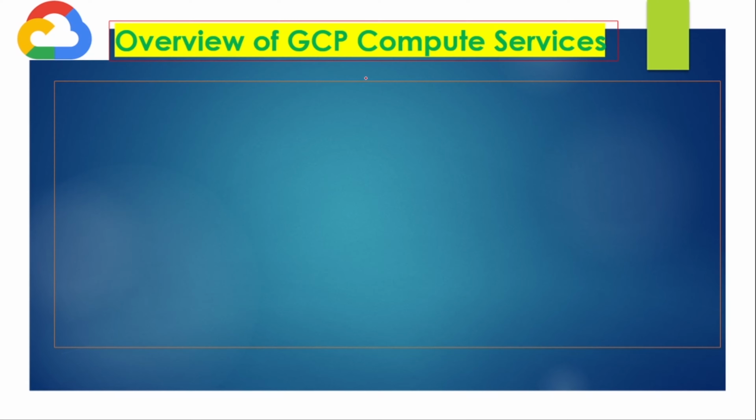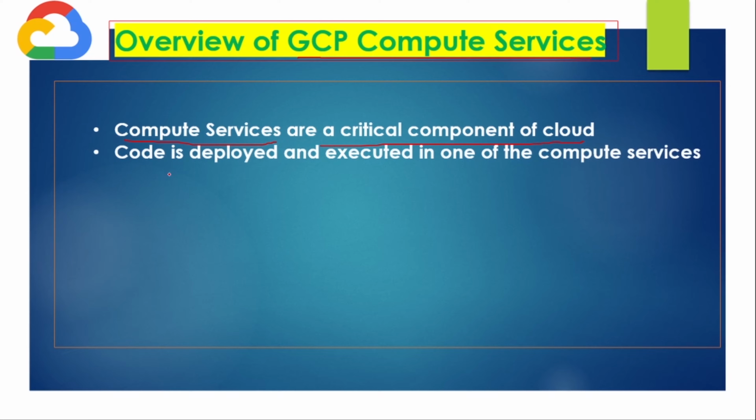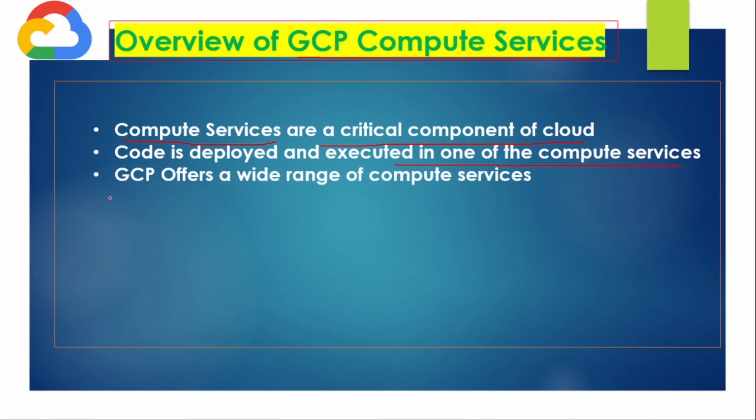So let's get started. Now let's have a closer look into GCP compute services. Compute services are a critical component of any cloud platform. Why do we need compute services? Basically, you write your code and you want to deploy it somewhere, right? These compute services are used for deploying your code. GCP offers a wide range of compute services where you can deploy your code. The first one is App Engine.